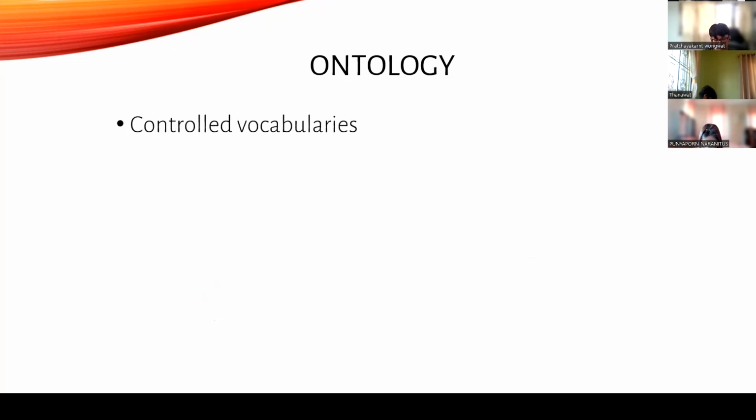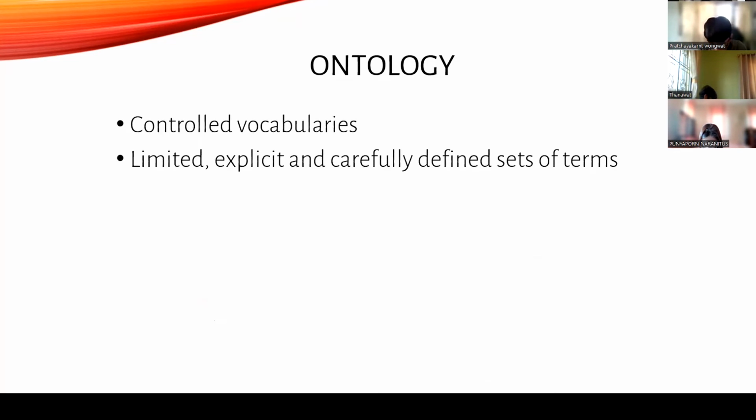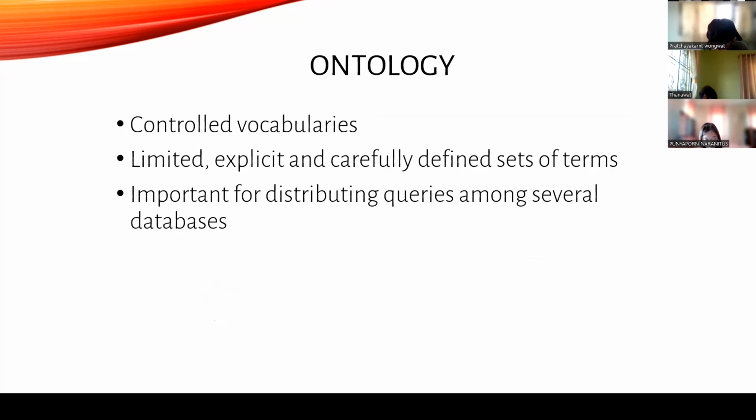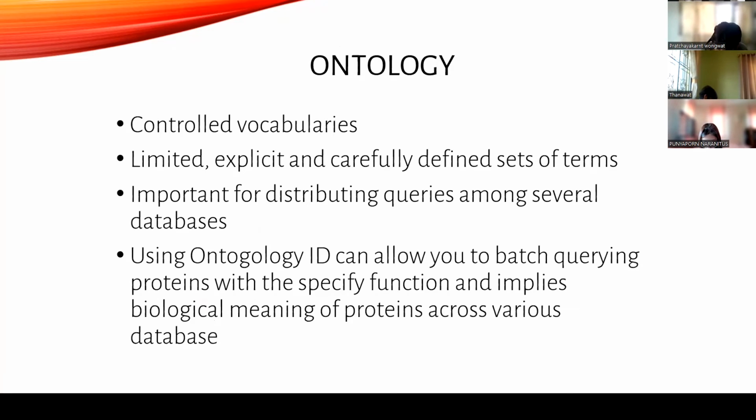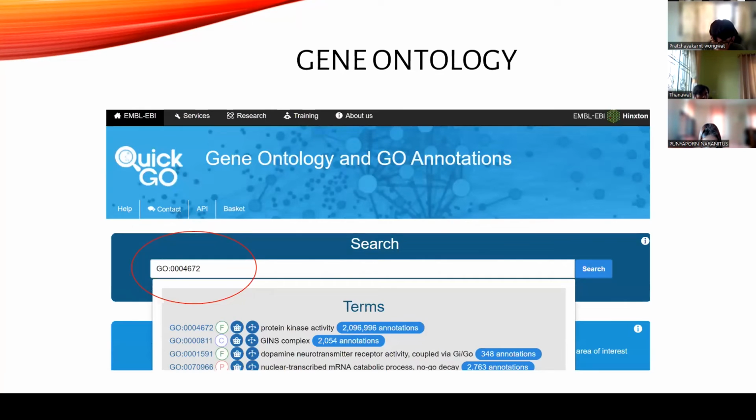Ontology is the controlled vocabulary that is a limited, explicit, and carefully defined set of terms. It's used for distributing queries among several databases. And by using ontology IDs, you can batch query with specified function and biological meaning of the proteins across various databases. As I told you, bioinformatics consists of so many IDs. One of the IDs that is important for you to search batch queries is the gene ontology.